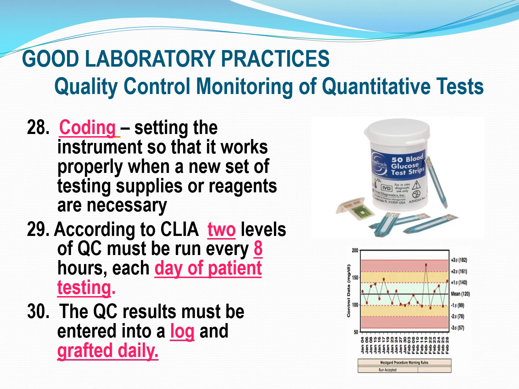Coding is setting the instrument so it works properly when a new set of test supplies, which would be the strips or reagents, are used. If you see this over here, to your right, the little test strip container that I talked about earlier says 50 blood glucose test strips. You see the test strips, the long narrow strips. I'm sure a lot of you have seen those before.